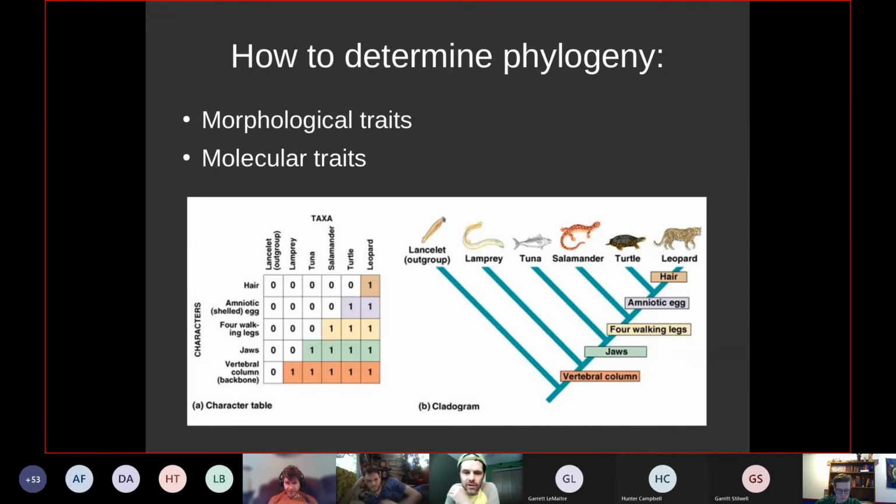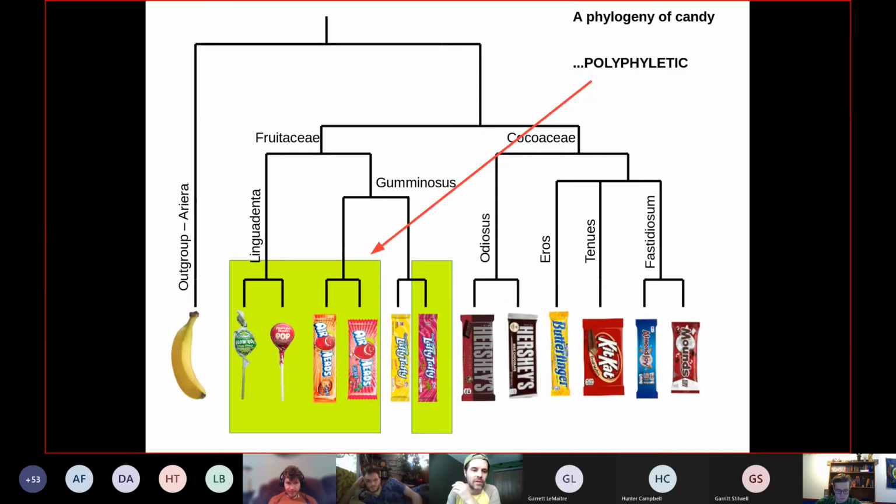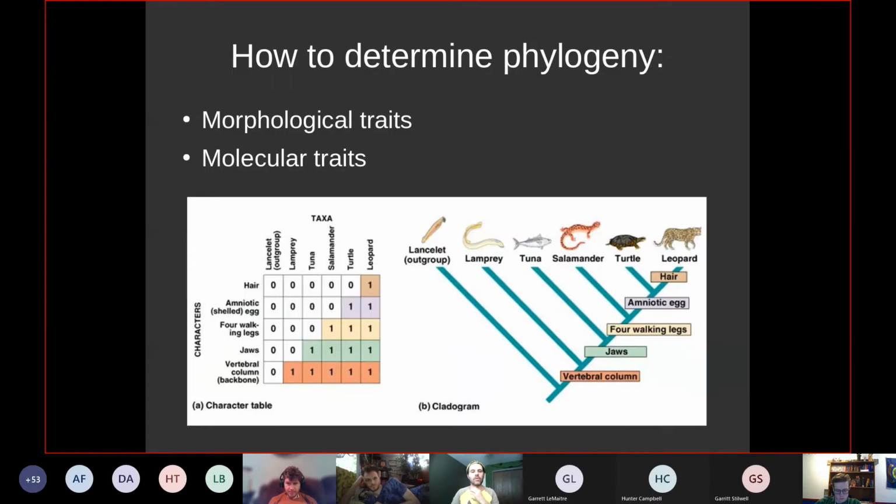Well, how do we make a phylogeny? I mean, here, this was easy. We just kind of got creative and grouped things according to their taste or their shape or their ingredients, that kind of stuff. But in real life, how do you do it? Phylogeny is based off kind of physical characteristics, isn't it?